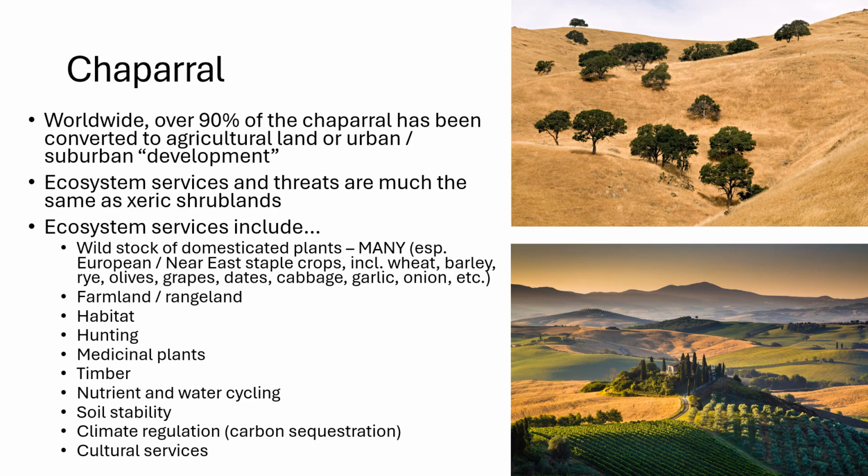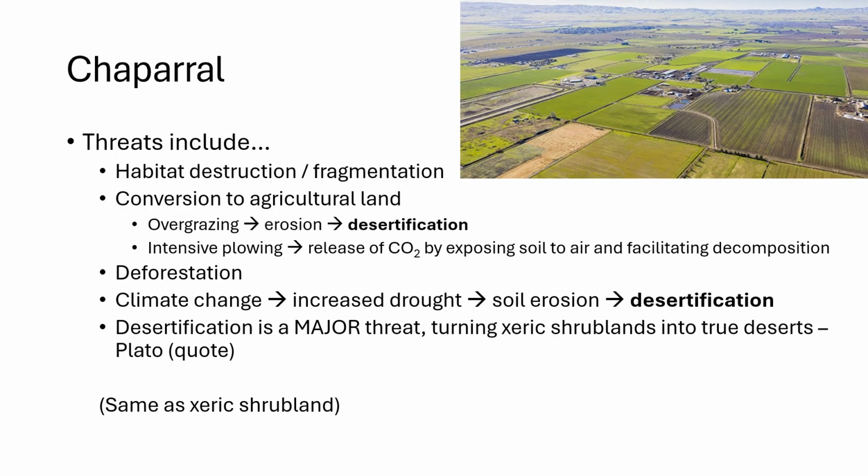The ecosystem services, much the same as xeric shrublands, but it includes all of these down here. In the interest of time, I'm not going to read them all to you. Some of the threats, again, the same as xeric shrubland, but more so for agriculture than xeric shrubland, which is mostly converted into grazing for livestock. A lot of the chaparral has been converted into agricultural land, especially as you probably read on the last slide.